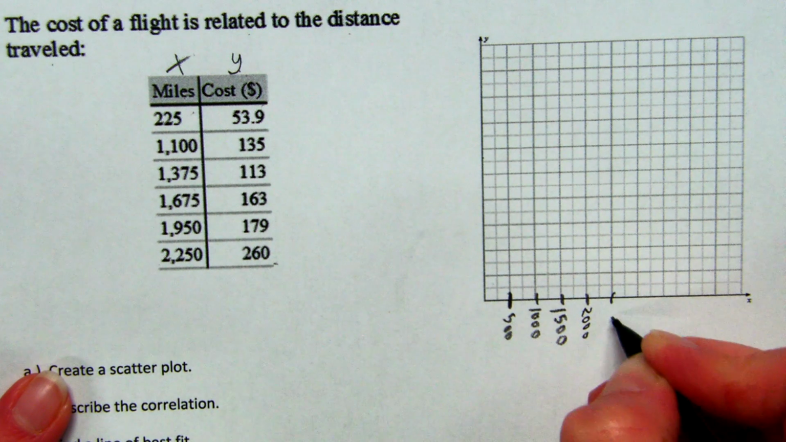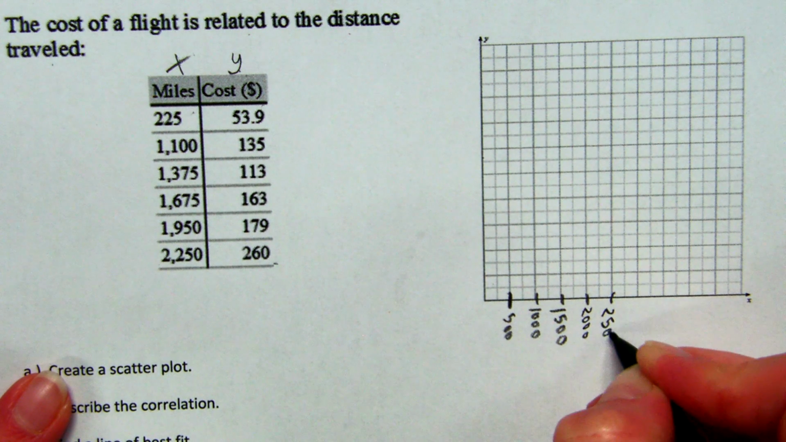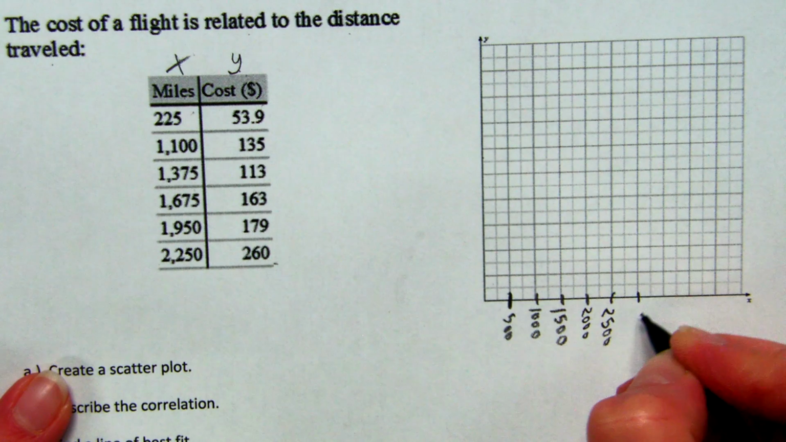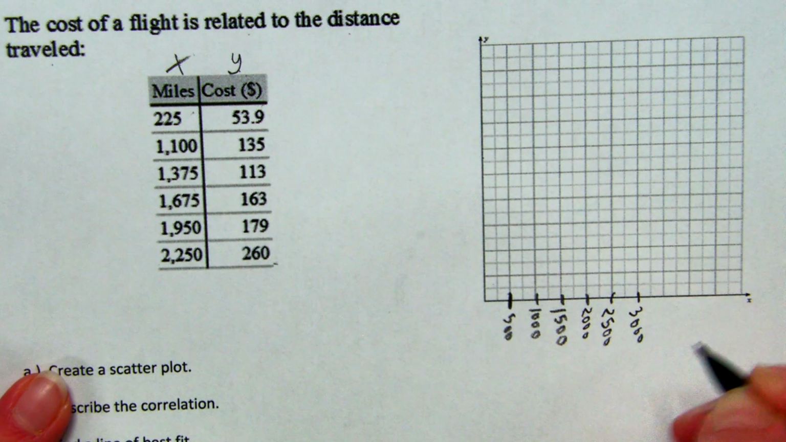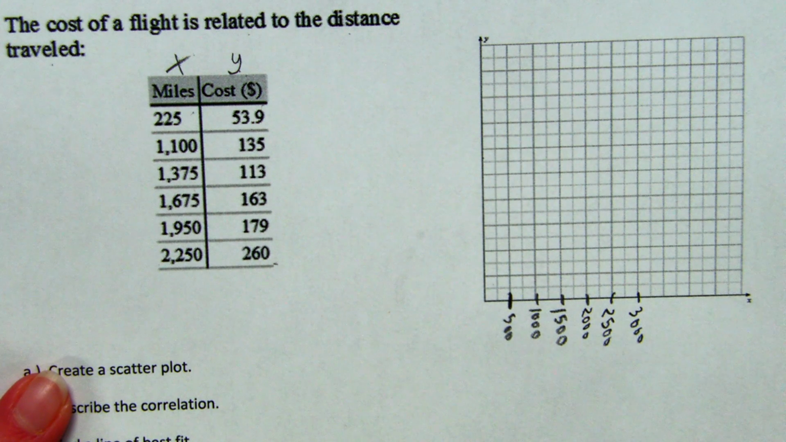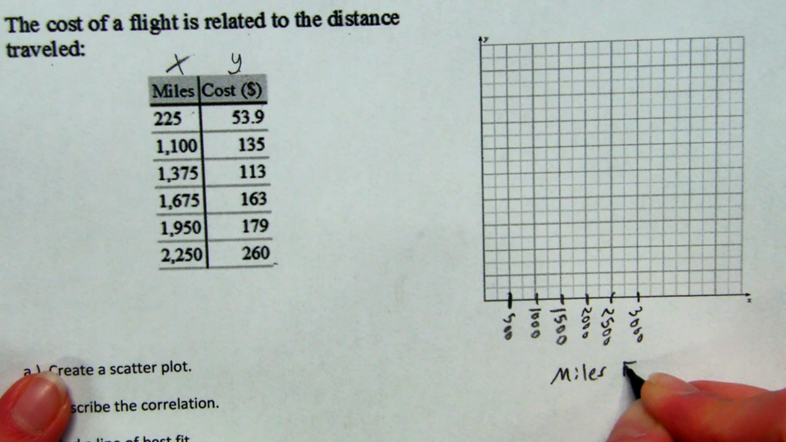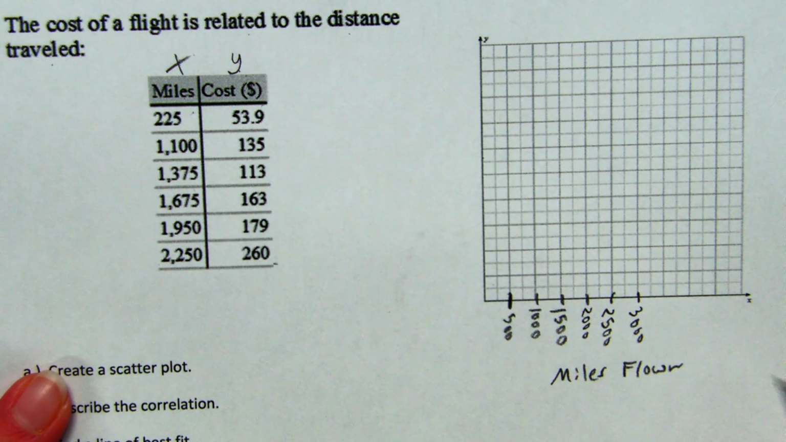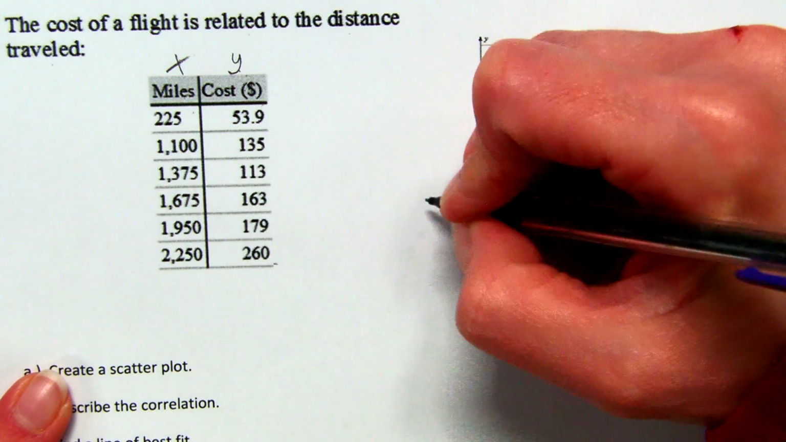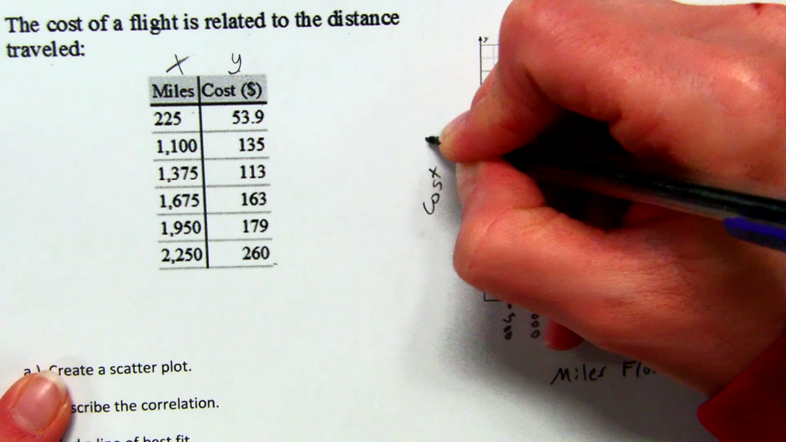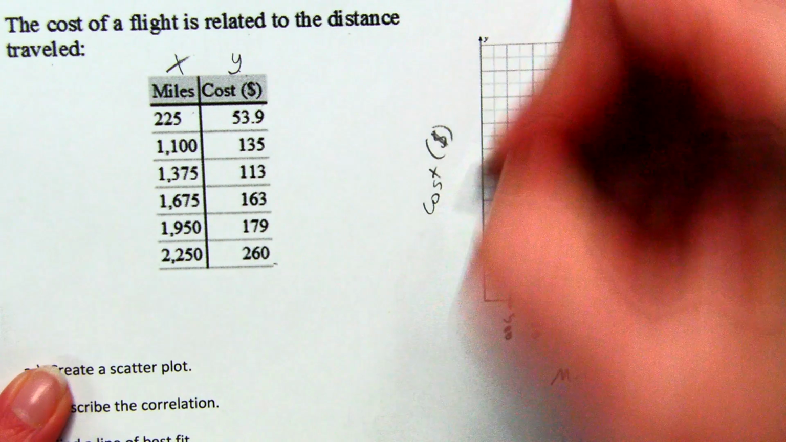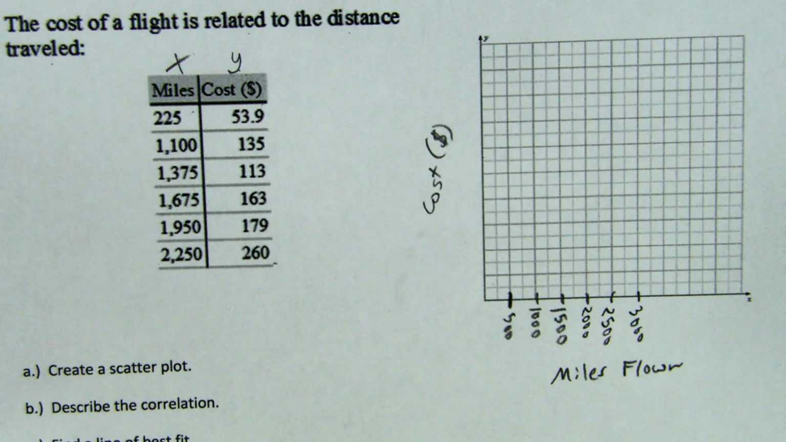2,000, 2,500. Technically, that'd be far enough. I'm going to go ahead and do 3,000, and you could keep going if you wanted to. And this is the miles flown. And then on the side, we're going to have the cost in dollars. So I always put that dollar sign on there so we know it's not pesos, rubles, pounds, something else.